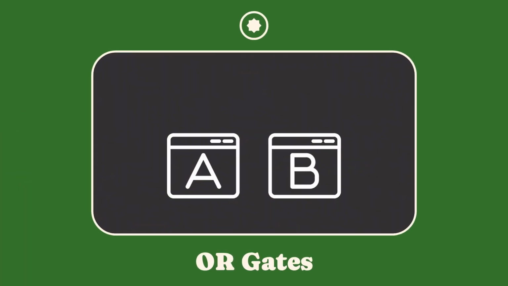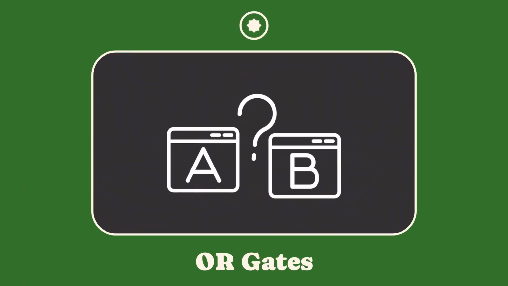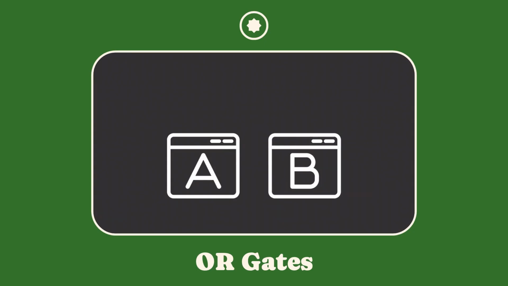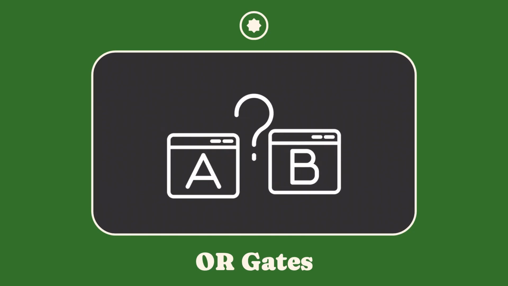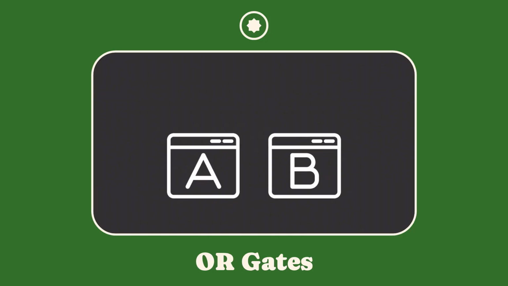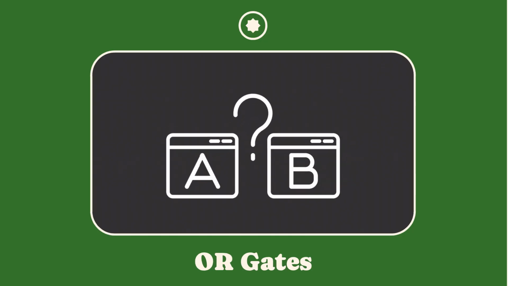Next is the OR gate. An OR gate outputs a 1 if at least one of its inputs is 1. It only outputs a 0 if all its inputs are 0. Think of two switches in parallel. Current flows if either switch or both are on.